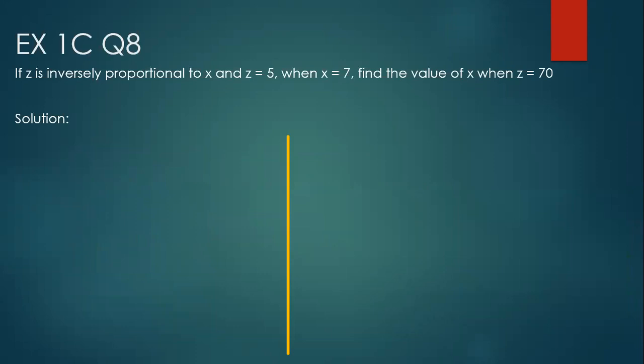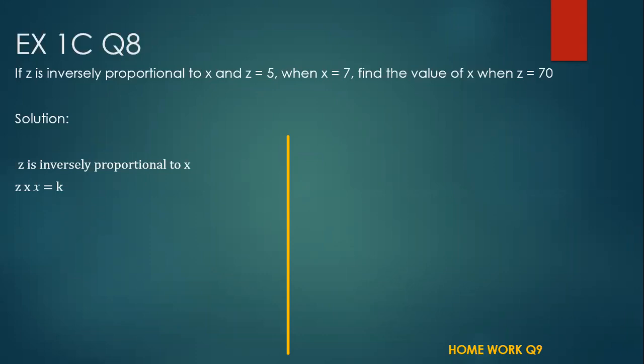Exercise 1C, question number 8. If z is inversely proportional to x and z is 5 when x is 7, find the value of x when z is 70. So we know that z is inversely proportional to x, so we can write it as z multiplied by x is equal to k.